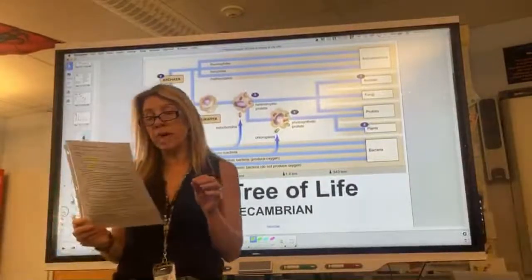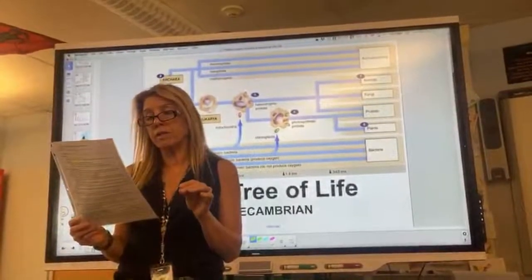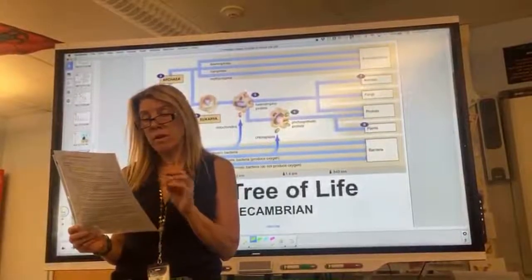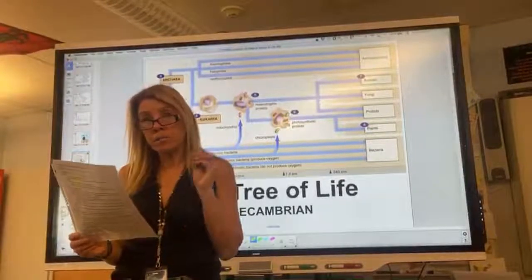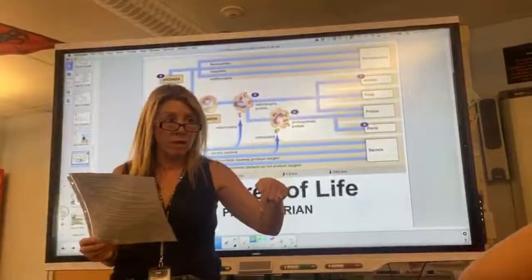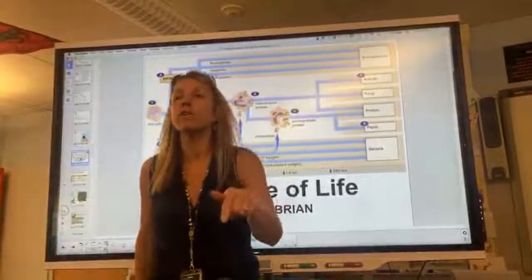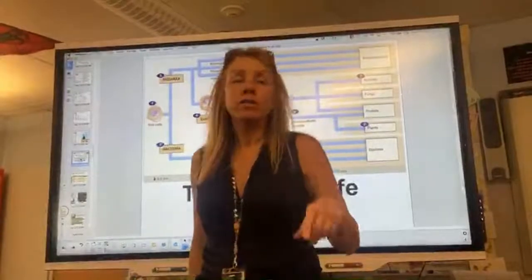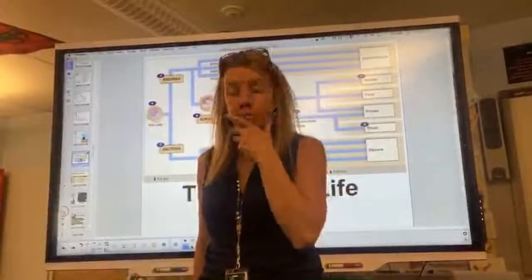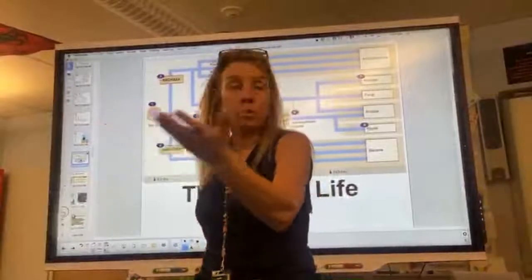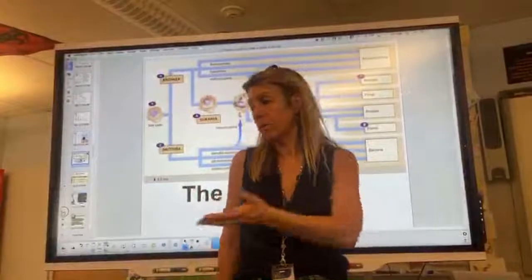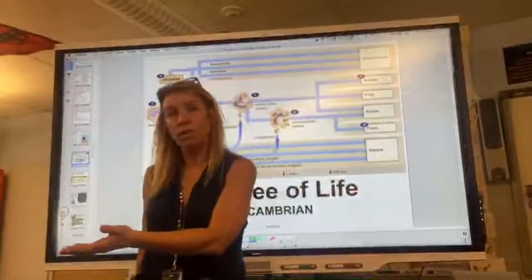Look at the Precambrian period on your notes. What does it say for the time period? 4.6 billion years ago, which was the start of the Earth. Was there life on Earth right at 4.6 billion years ago? No. Okay. It took another 1 billion years, right? Our first fossil is about how old? Yeah, 3.5, 3.6 billion years, somewhere in there.